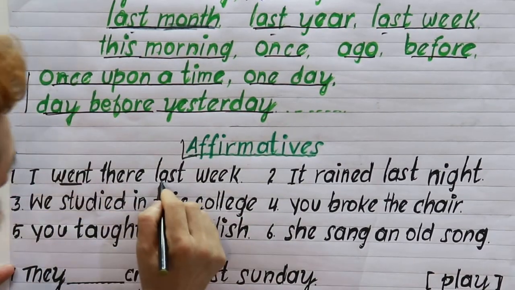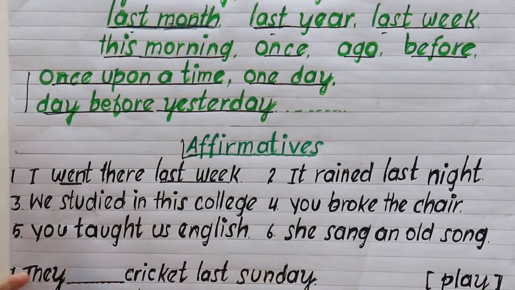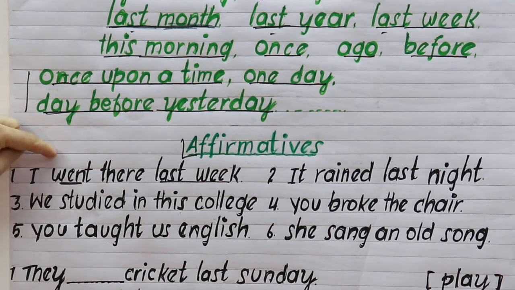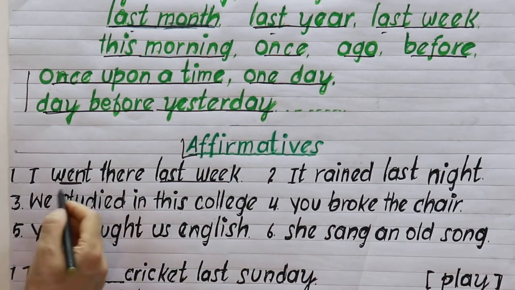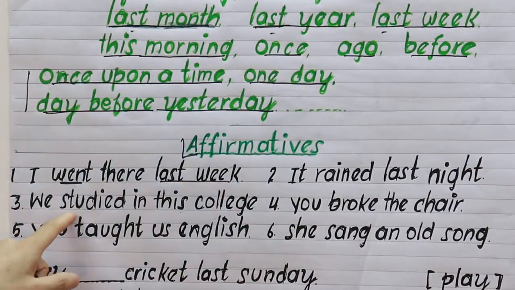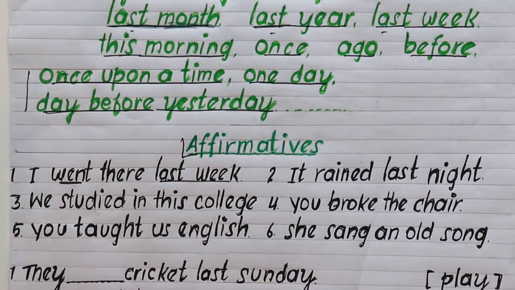You see, last week is a past tense, right? It indicates the past time. So "I go there last week" will not be correct, what will it be? I went there last week. So went is the second form here, right? The second form of go is went. So, I went there last week. पिछले हफ्ते भी वहाँ गया था.